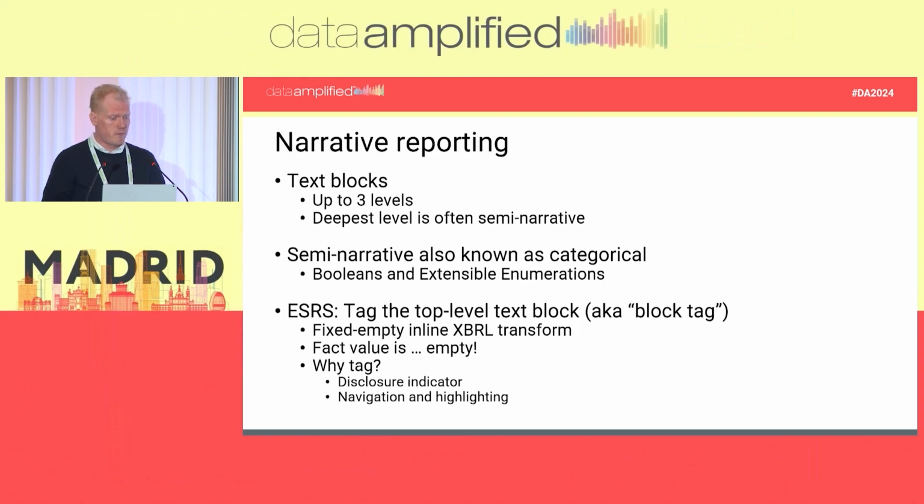Well, they all use text blocks. We all know what a text block is. There's sort of roughly up to 3 levels. Occasionally you can find an extra level if you count really hard. The deepest level is often this thing, semi-narrative. So we've got all these different words going on, semi-narrative, categorical, booleans, extensible enumerations. But it's how do I make the data user-friendly, AI-friendly? Can a machine read this reliably rather than guessing what the text says? And we'll come on to see some examples on that.